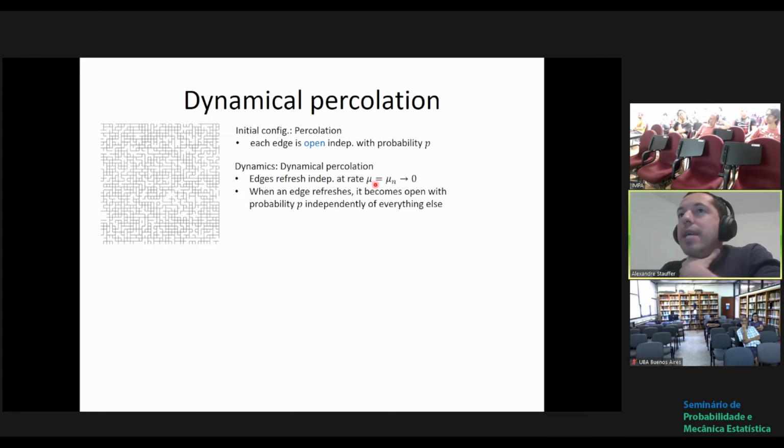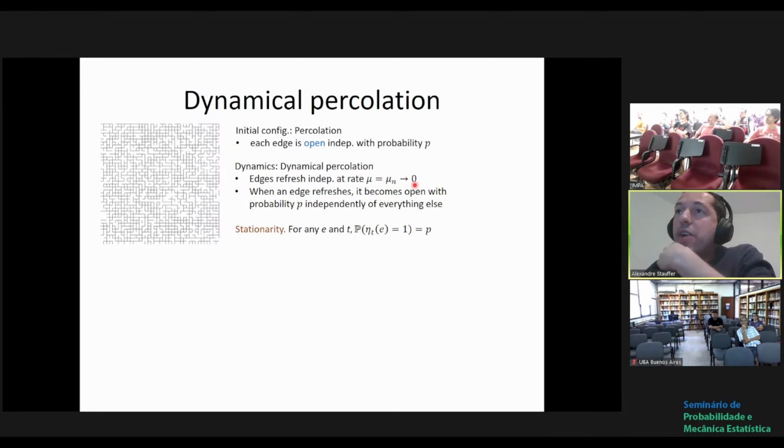But mu, I see as a function of n. The interesting case is when mu goes to 0 with n. So the graph is changing slowly in continuous time. The walker jumps at rate 1, but the edges refresh at a much lower rate. This is actually the interesting case. If mu was independent of n, then it gets easy. Another way to put this is that I want to quantify the dependence on mu of the results.